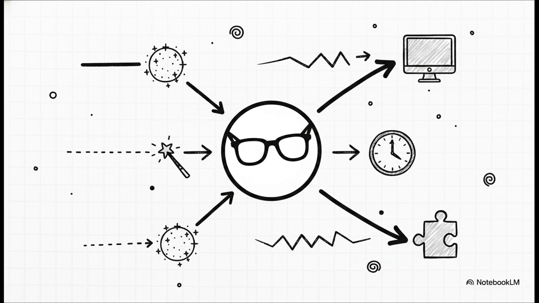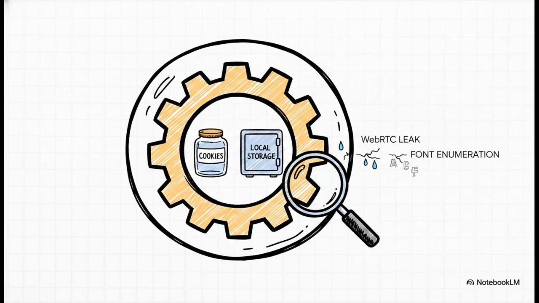It manipulates your user agent string to spoof your operating system, alters your Canvas and WebGL fingerprints so your graphics card looks totally different, and changes your screen resolution. It even perfectly matches your time zone to your proxy location and handles WebRTC to stop your real IP address from leaking. It's literally feeding the tracking algorithms a perfectly crafted fake identity so you look like a completely different person.